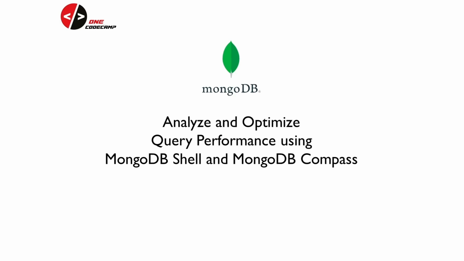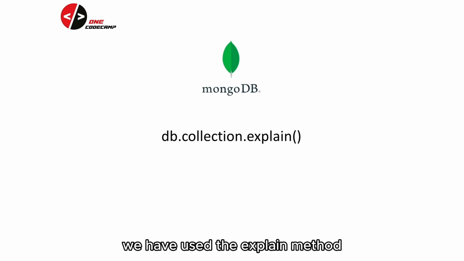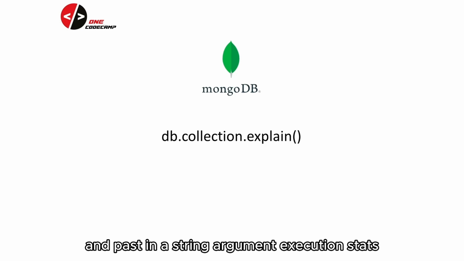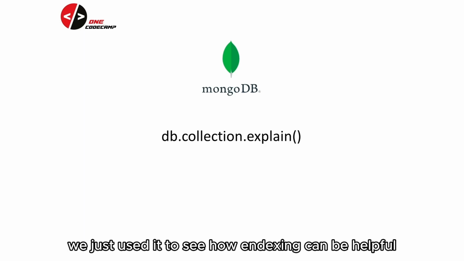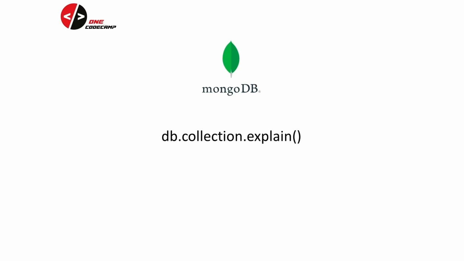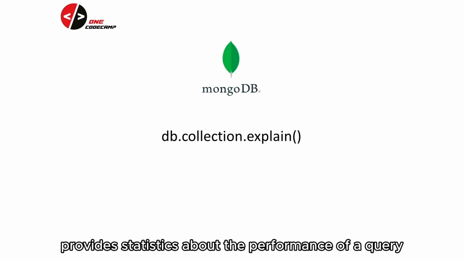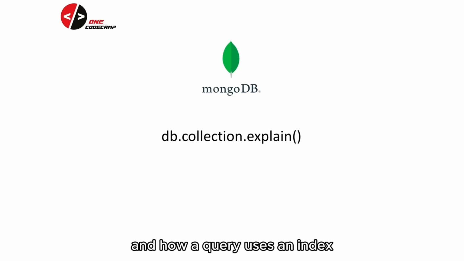Let's do it! In our indexes episode in MongoDB, we used the explain method and passed in a string argument, executionStats. But we haven't really explained that. We just used it to see how indexing can be helpful, right? Here, let's learn more about the explain method. The explain method provides statistics about the performance of a query. These statistics can be useful in measuring if and how a query uses an index.